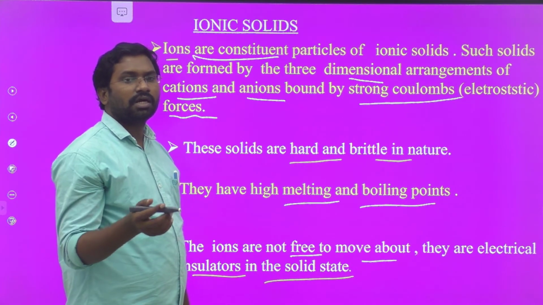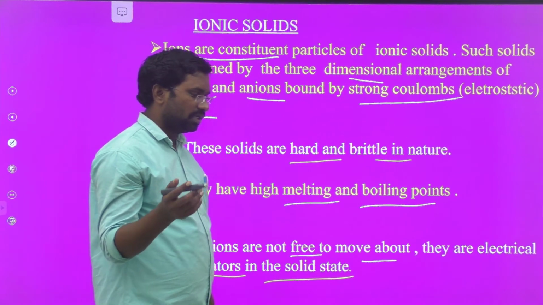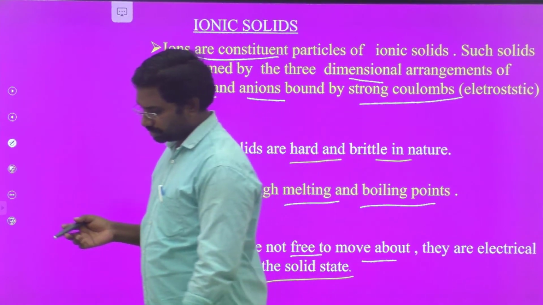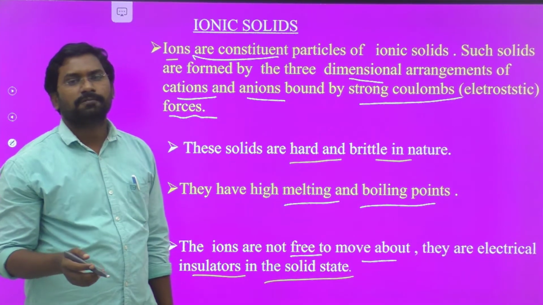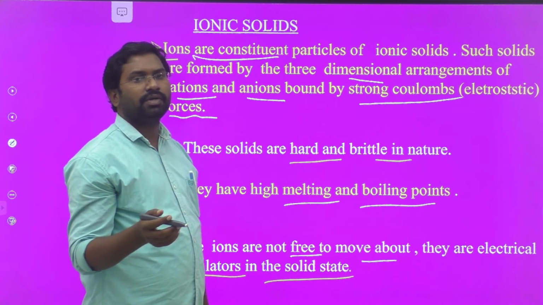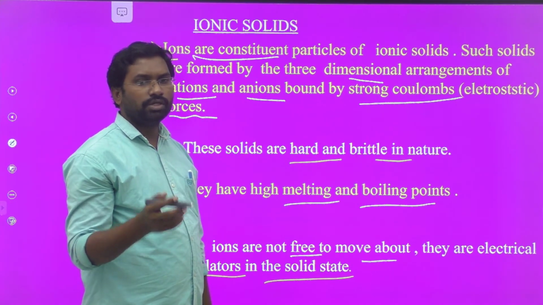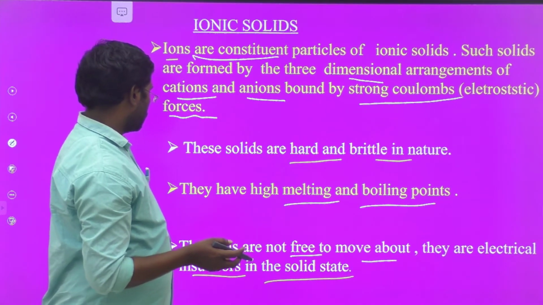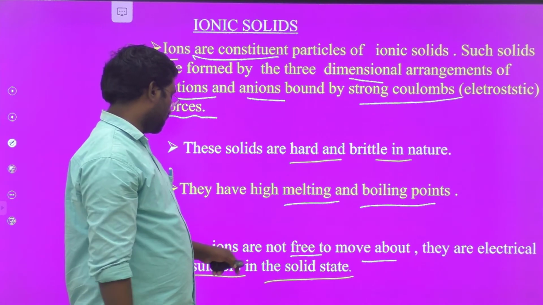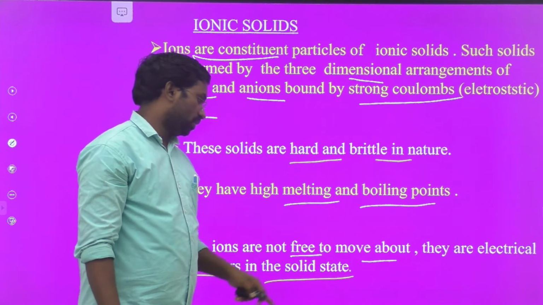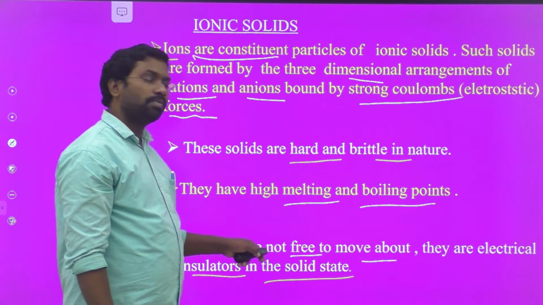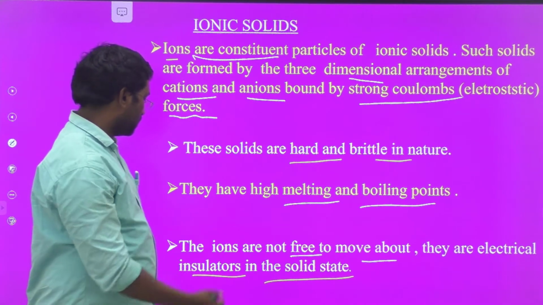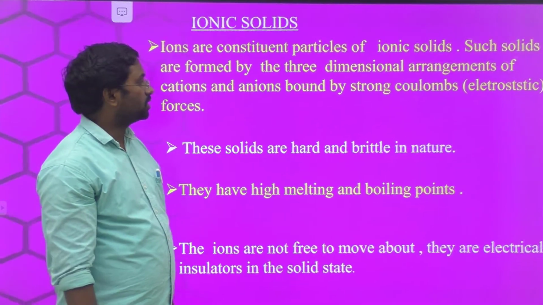Based on conductivity, solids can be classified as conductors, semiconductors and insulators. If the electrical conductivity is high, they are said to be conductors. If there is no electrical conductivity, they are called insulators. If there is partial conductivity, they are said to be semiconductors. In the pure state, ionic solids act as insulators, especially in the solid state, because the ions present in them are not free at all. There is no movement of free ions, that's why they act as insulators in the solid state.